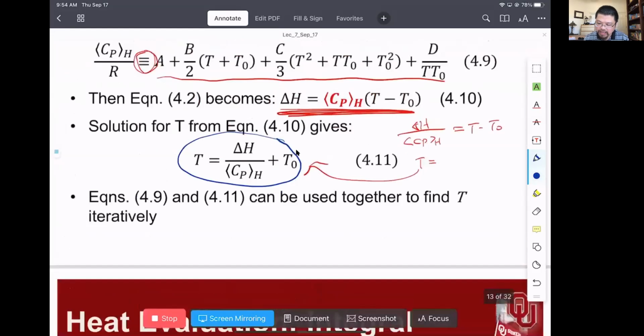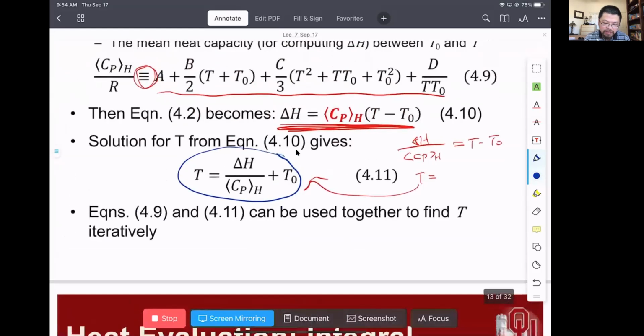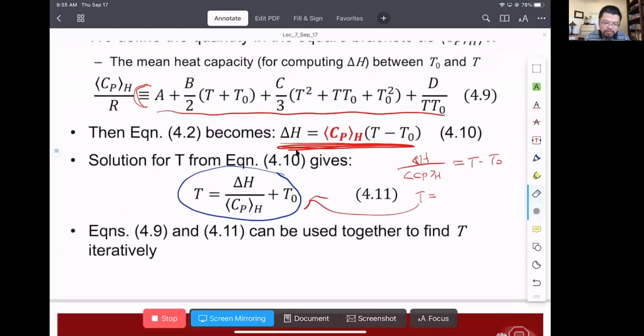then I can put it into the equation of 4.9, which is over there, because I have the ABCD values, coefficients, and I know the exact starting temperature, and I've guessed the potential final temperature. So using this 4.9, I can calculate what would be the averaged CP over that temperature change, right?